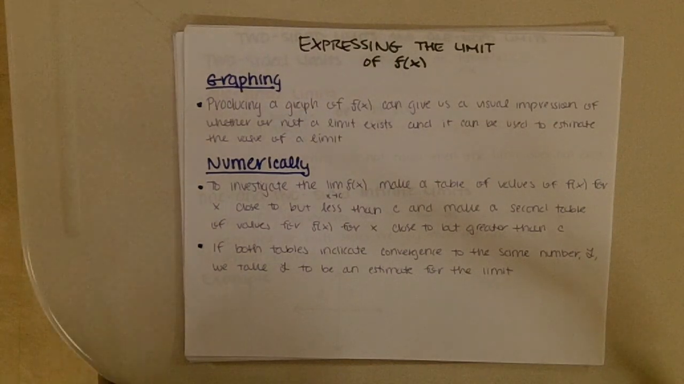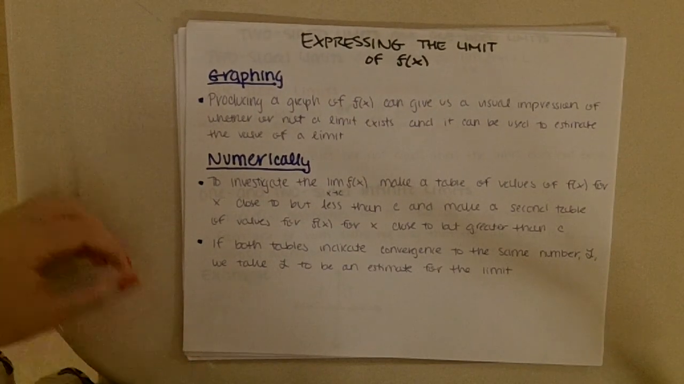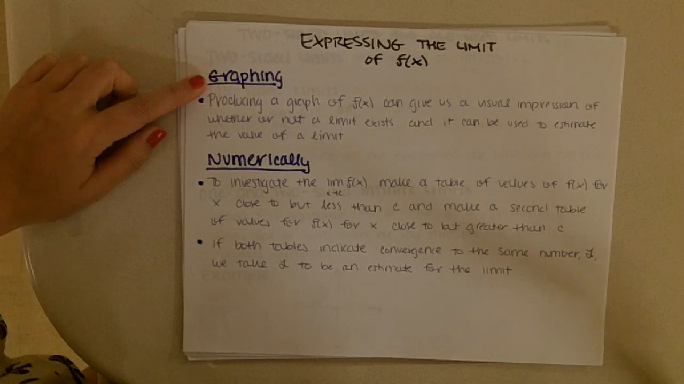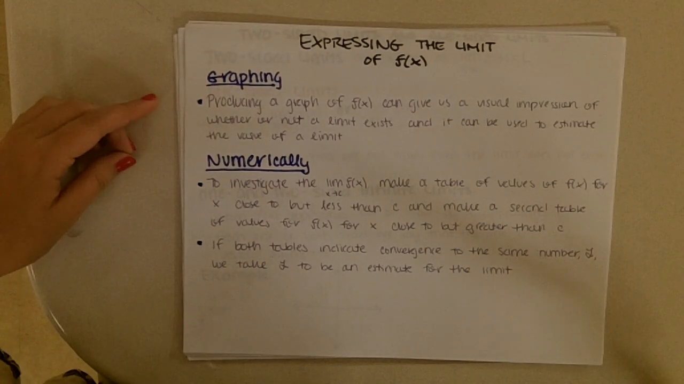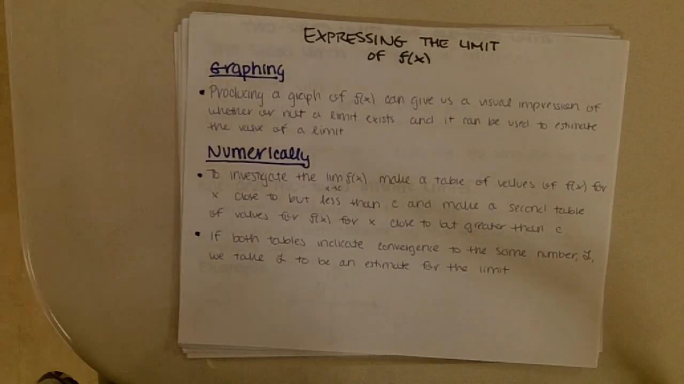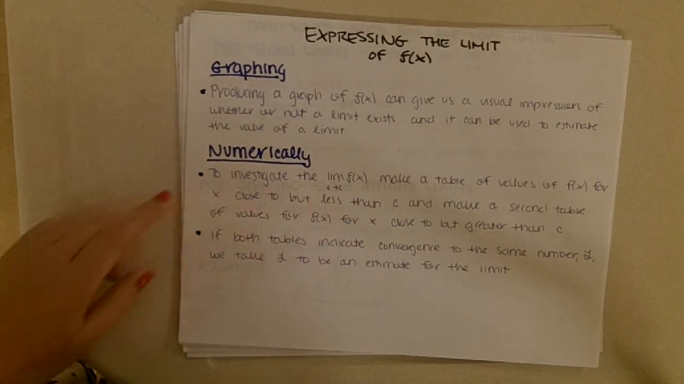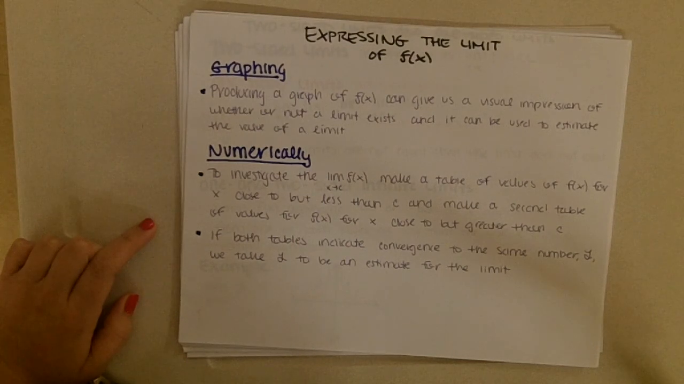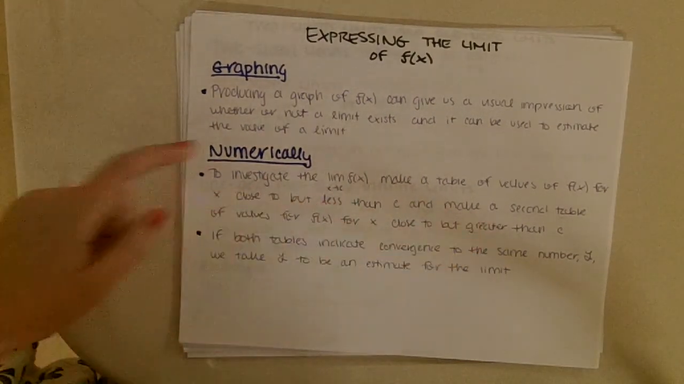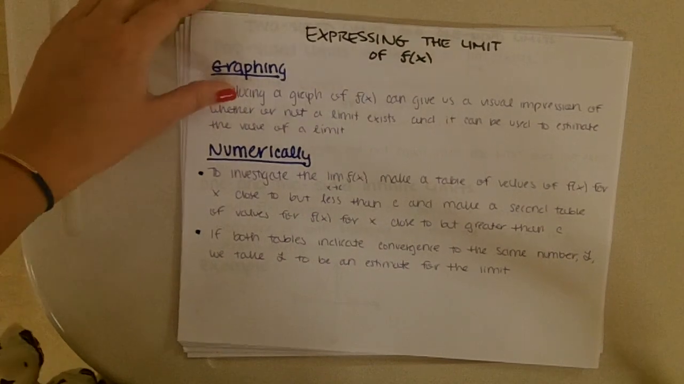To express the limit of f of x, we can use graphing methods or algebraic and numerical methods. When graphing, we will produce a graph of f of x, which can give us a visual impression of whether or not a limit exists. This can also be used to estimate the value of a limit. Numerically, we can make a table of values for f of x for x close to but less than c, and then make a second table of values for f of x for x close to but greater than c. If both tables indicate convergence to the same number, L, we take L to be an estimate for the limit.